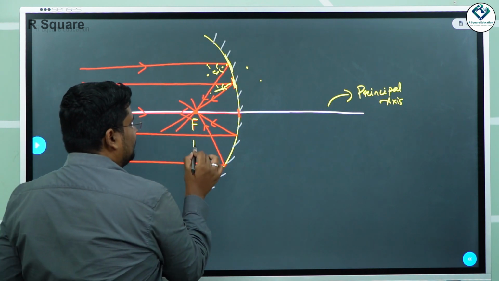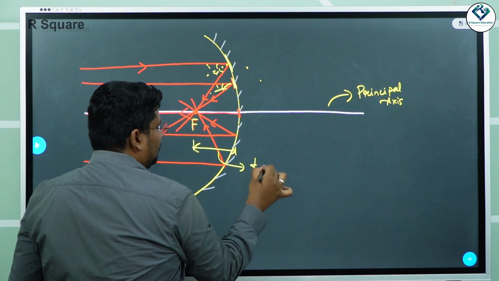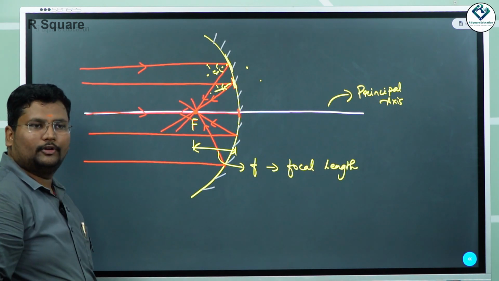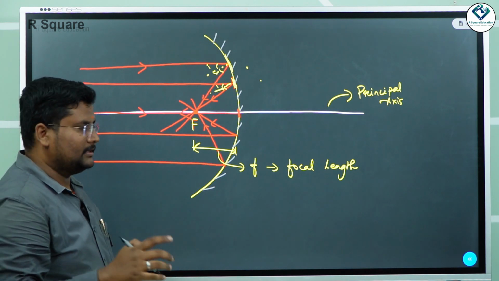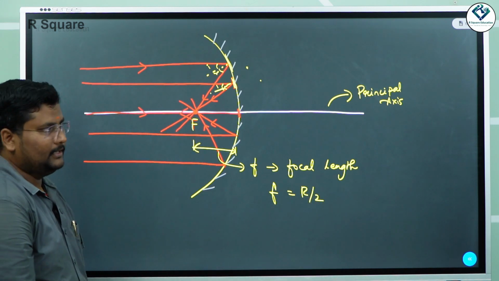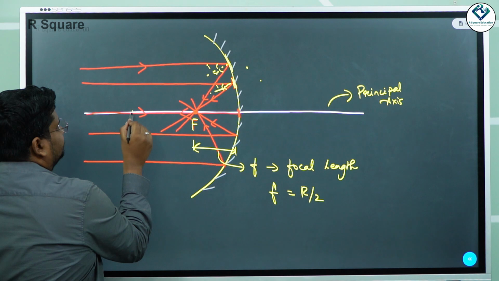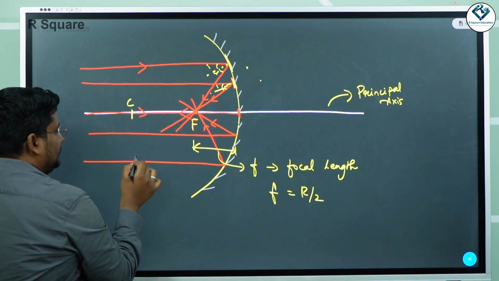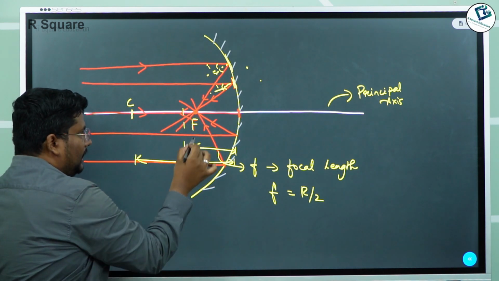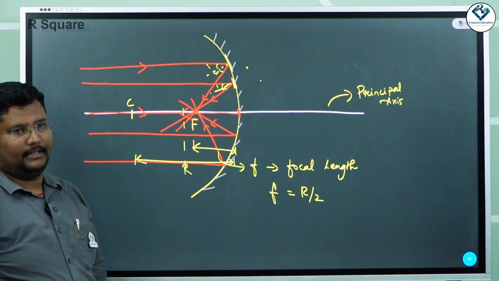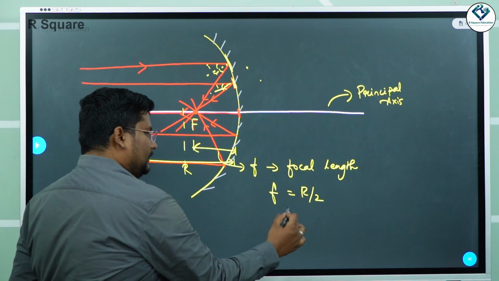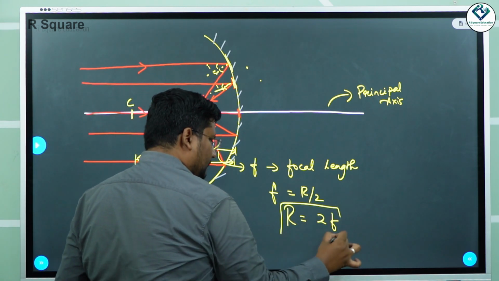And the distance between the focus and the pole is called the focal length. Normally the focal length of spherical mirrors is half of the radius of curvature. So if this is the center, this will be the radius of curvature. So the focal length will be half the distance of the radius of curvature, and we can write it like R is equal to 2 times F.